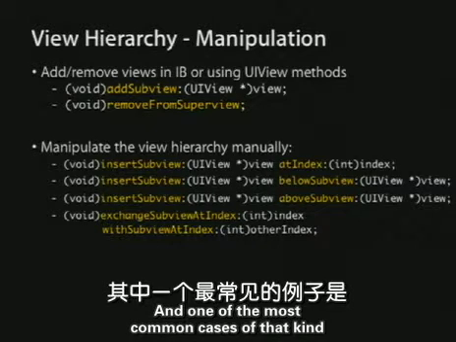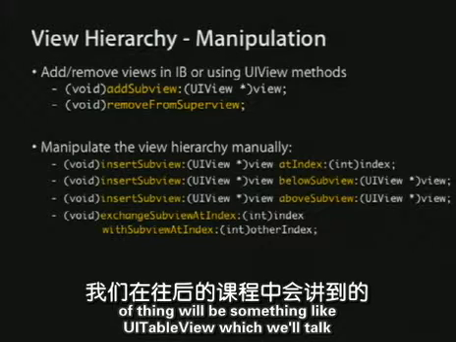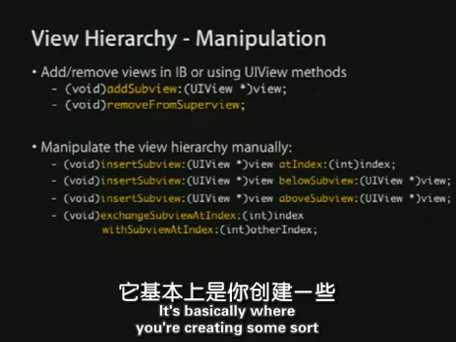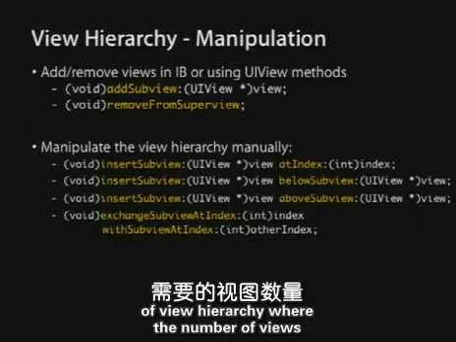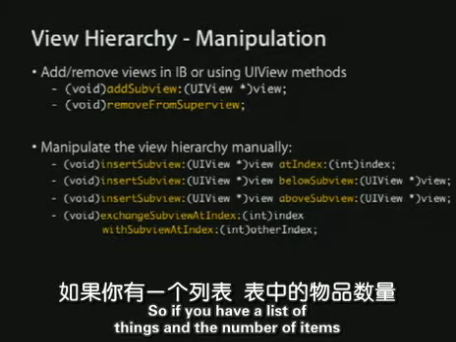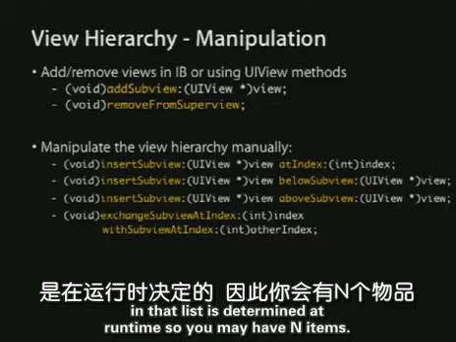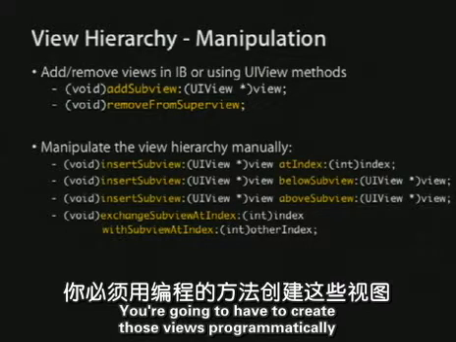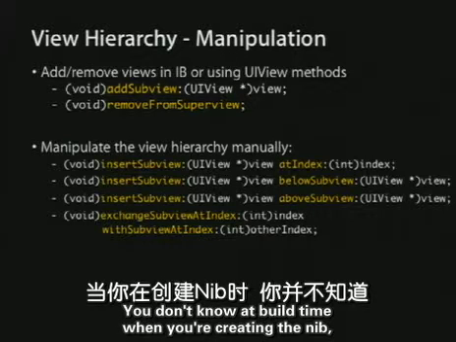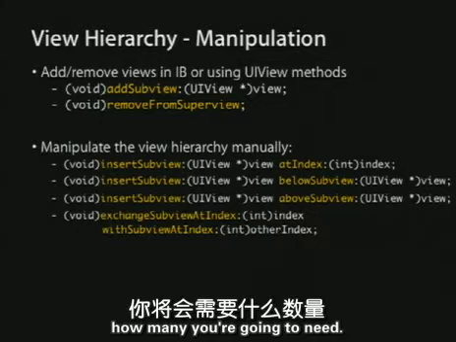One of the most common cases of that kind of thing will be something like UITableView, which we'll talk about in some later lectures. It's basically where you're creating some sort of view hierarchy where the number of views that you're going to need isn't predefined. So if you have a list of things and the number of items in that list is determined at runtime, so you may have n items, you're going to have to create those views programmatically because you can't create them in the nib. You don't know at build time when you're creating the nib how many you're going to need.